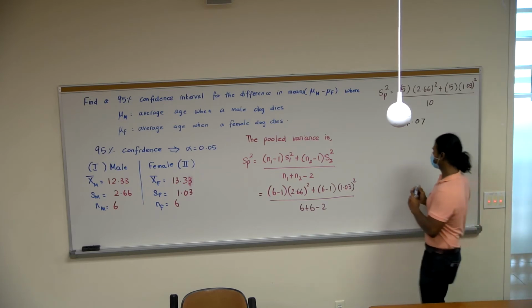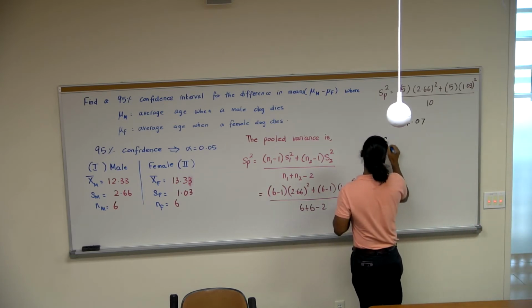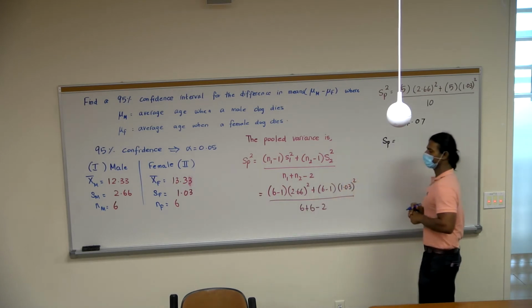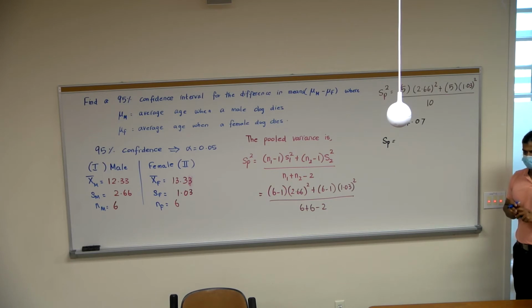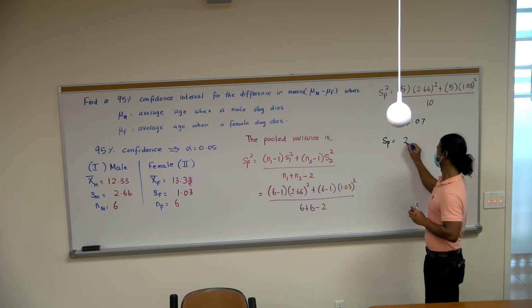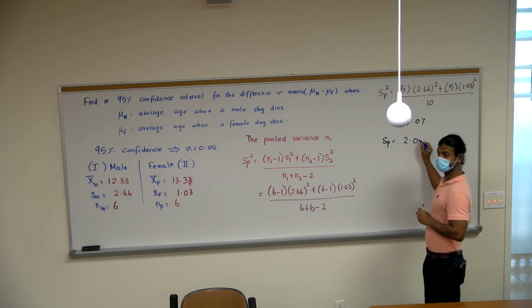So we have 4.07. If the variance is 4.07, what is the standard deviation? You can guess easily, it's 2.02.